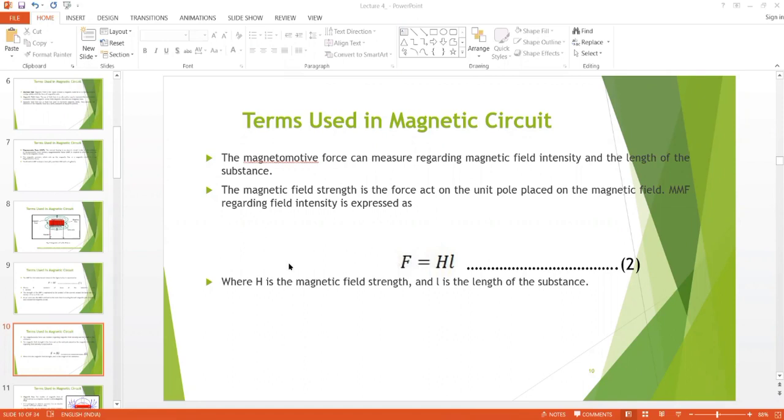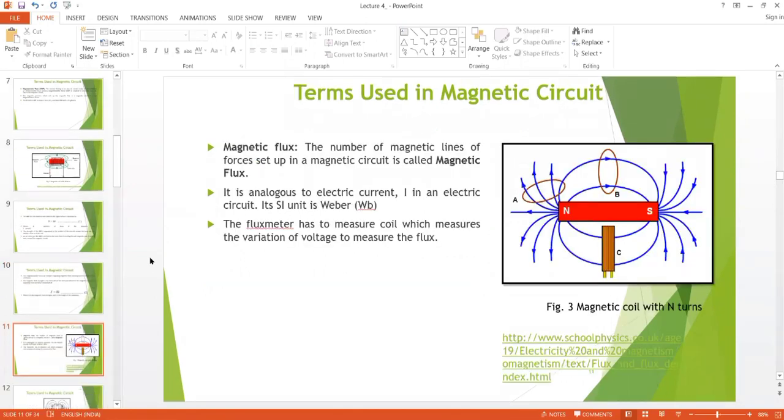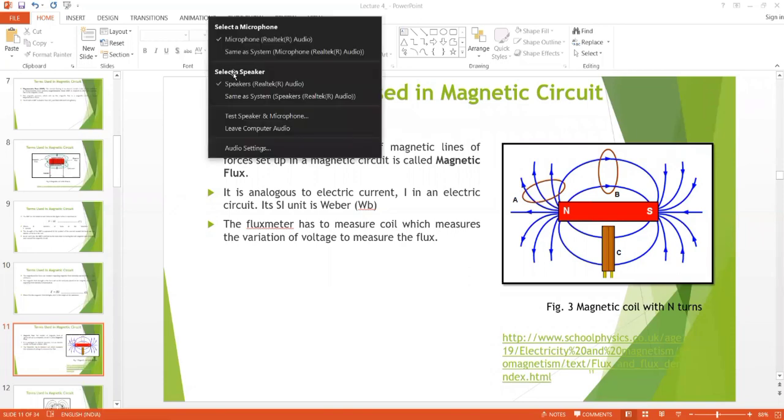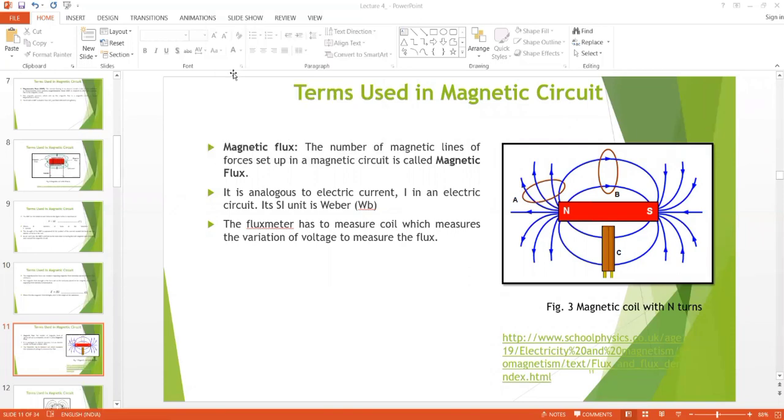When we talk about F equal to HL, and HL equal to Ni, we are talking about the magnetic field strength and the length of the substance. Now we talk about magnetic flux. The number of magnetic lines of force set up in a magnetic circuit is called magnetic flux. There was some kind of disturbance coming. So in a magnetic circuit, the number of magnetic lines of force set up is basically the magnetic flux.